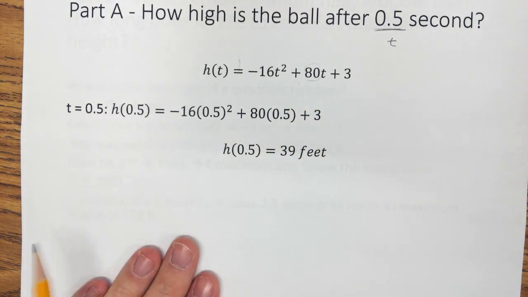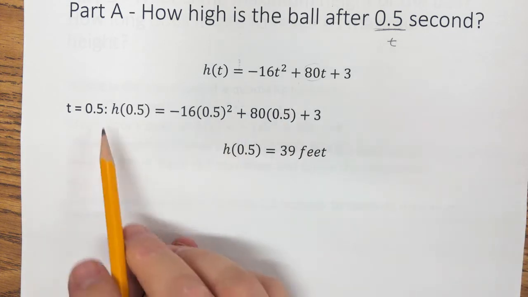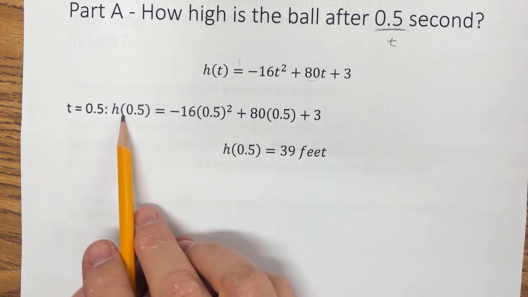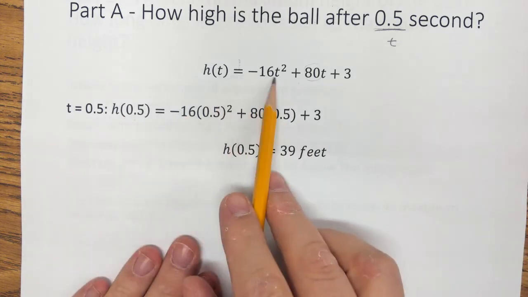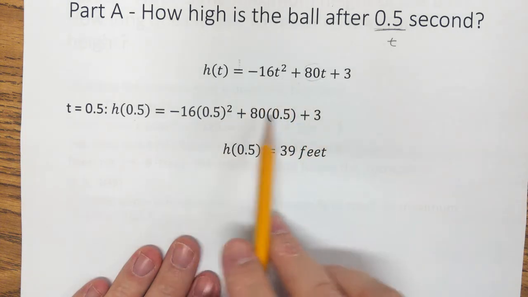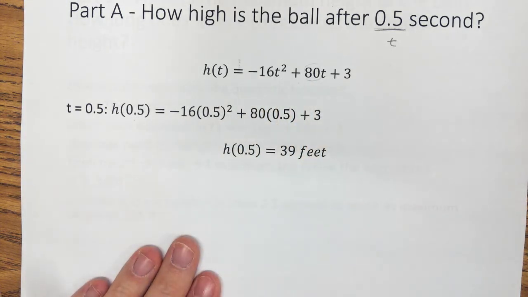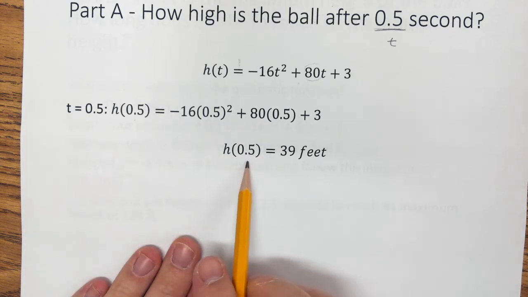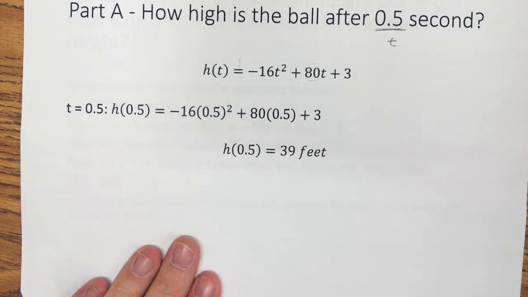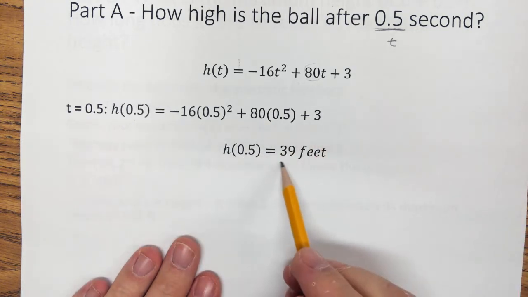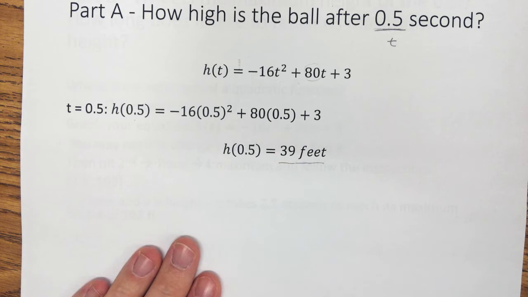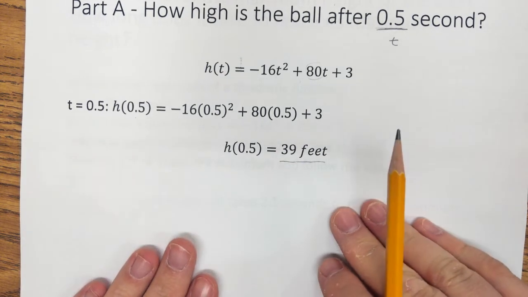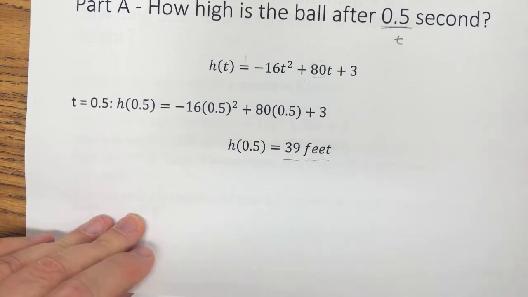Okay, so now that I've done that, I'm going to plug t in. So h of 0.5, so everywhere where I've got a t, I'm just plugging 0.5 in, put all that stuff into my handy dandy calculator, and I get that the height of the ball after 0.5 seconds is 39 feet. Okay, pretty easy, not too bad. That one was easy. The rest of them aren't that bad either.